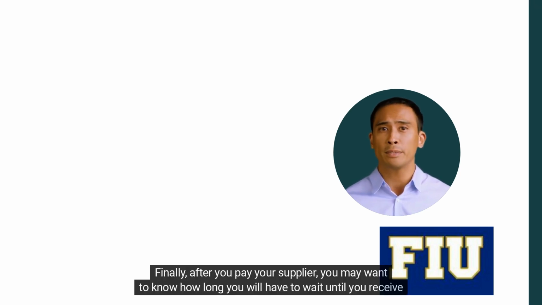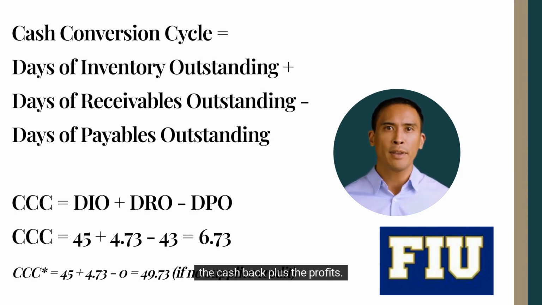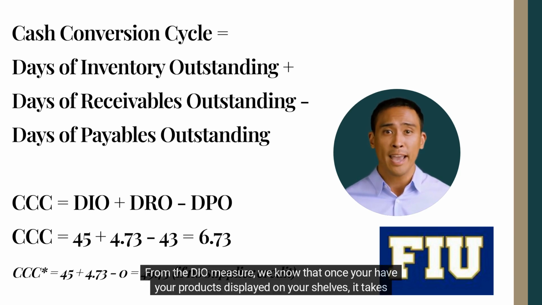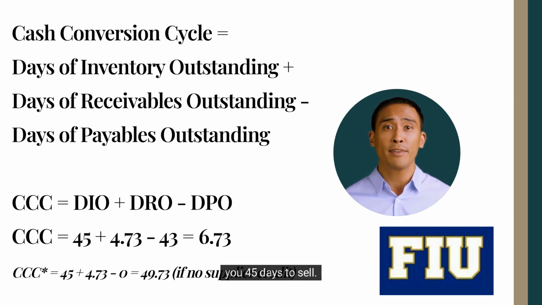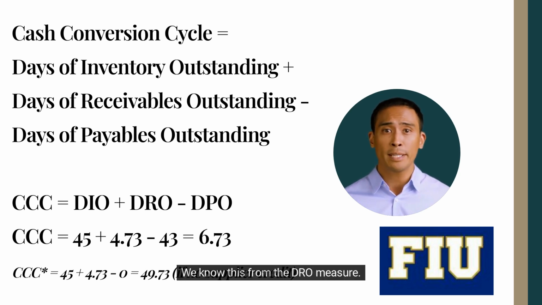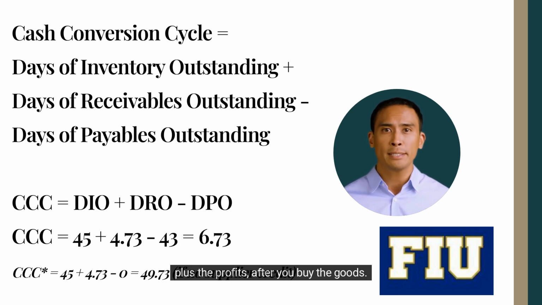Finally, after you pay your supplier, you may want to know how long you will have to wait until you receive the cash back plus the profits. This can be measured by the cash conversion cycle. From the DIO measure, we know that once you have your products displayed on your shelves, it takes you 45 days to sell. Next, once you sell the product, it will take you 4.73 days on average to collect the receivables. We know this from the DRO measure. Hence, if you paid your supplier on a cash basis, it would take you 49.73 days to get your cash back, plus the profits, after you buy the goods.